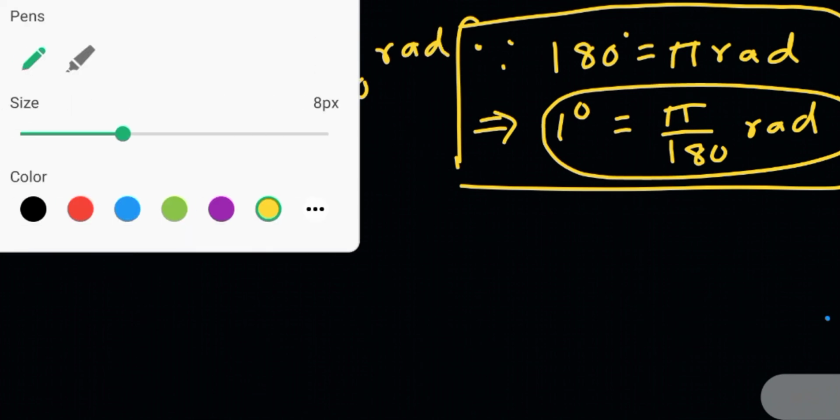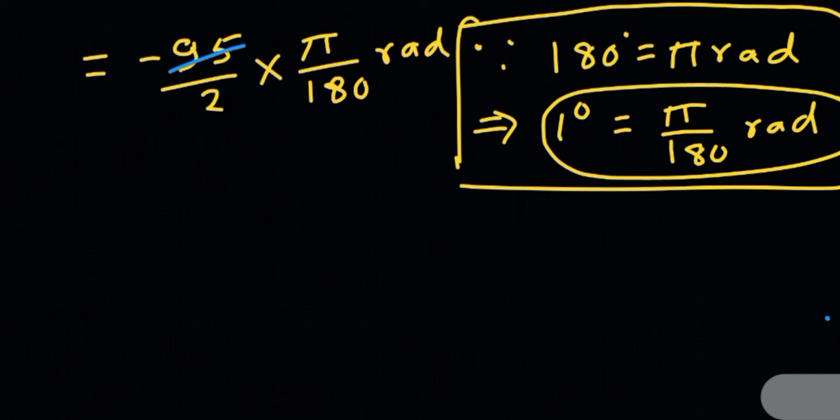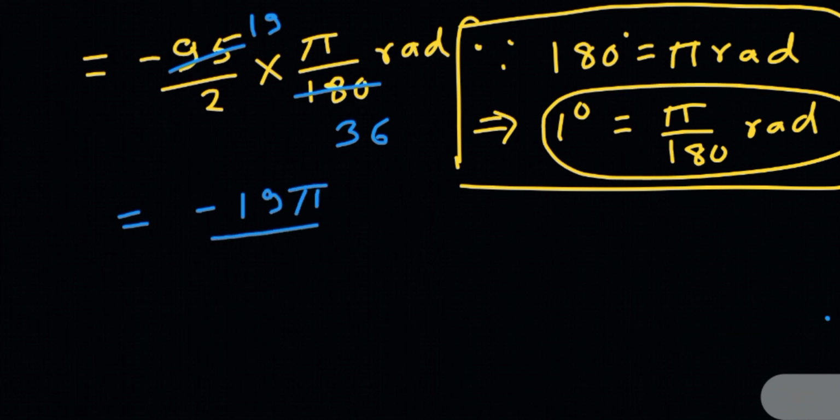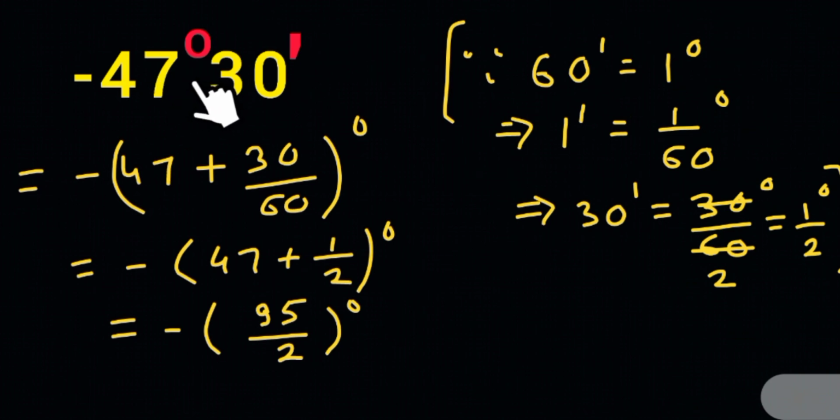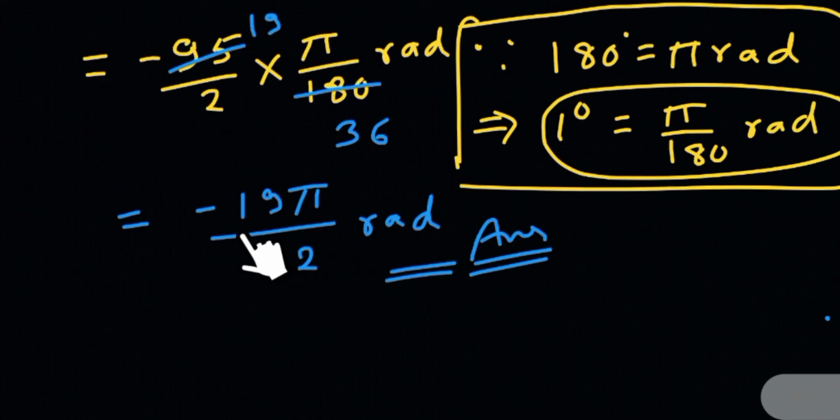Now if some cancellation is there, I will cancel: 95 is 19 into 5, and 180 is 36 into 5. So I will get numerator as minus 19 pi and denominator as 2 into 36, that is 72 radian. So this will be our answer. We converted this degree measure into radian. So the answer is minus 19 pi upon 72 radian.